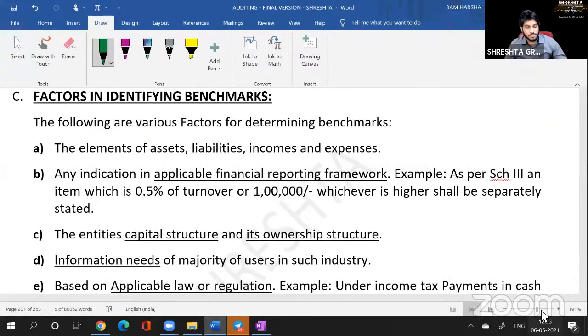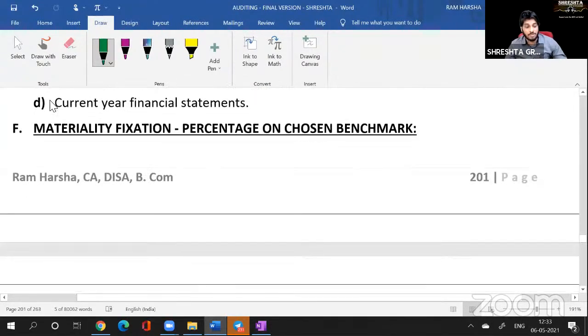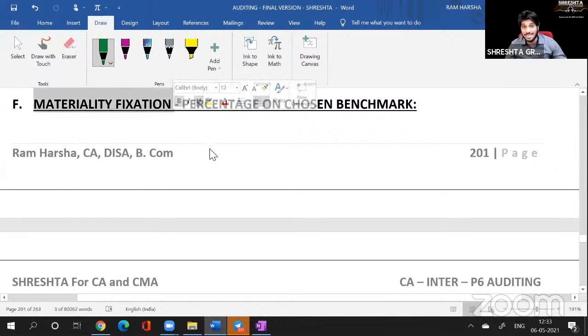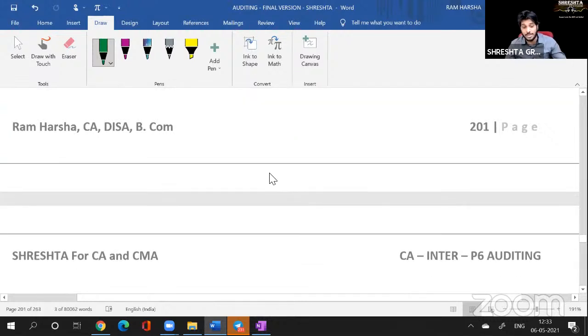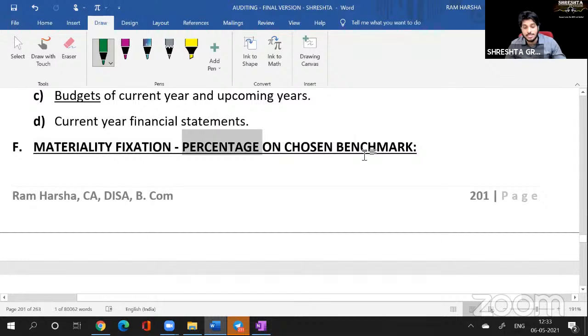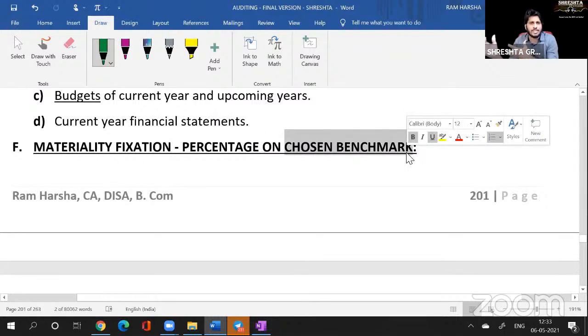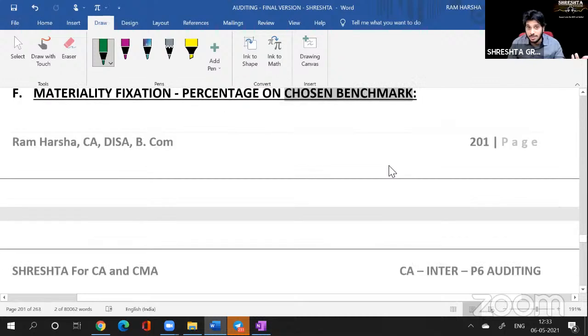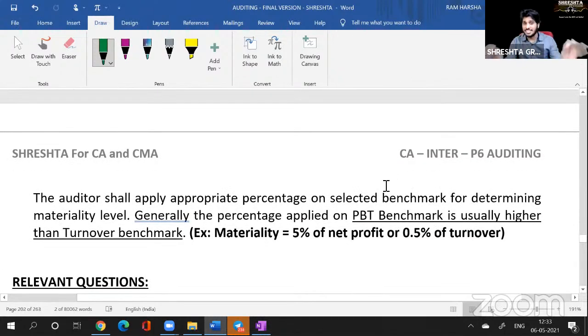Now, if you observe, how did I calculate materiality? How did I fix materiality in our example? Overall materiality I calculated as 1% of turnover. How did I fix it? I applied a percentage on some chosen benchmark. I chose turnover as a benchmark. You may choose a different benchmark. You may choose net asset value as a benchmark.